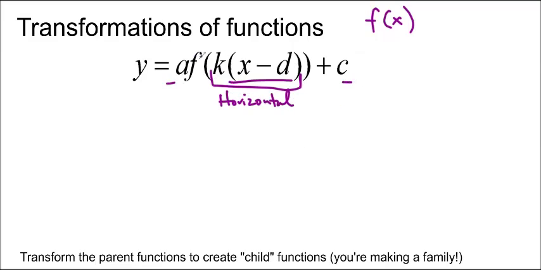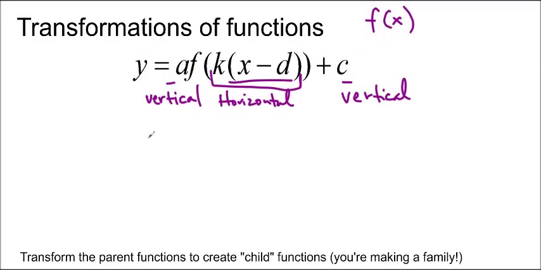because the inside is affecting the x, the horizontal coordinate, and you'd only have to worry about moving it sideways, and the outside is affecting the f, which, as we talked about, is the y part. So that's why these are the vertical parts. And please spell vertical properly, vertical.